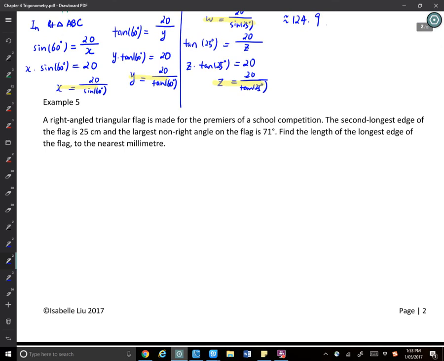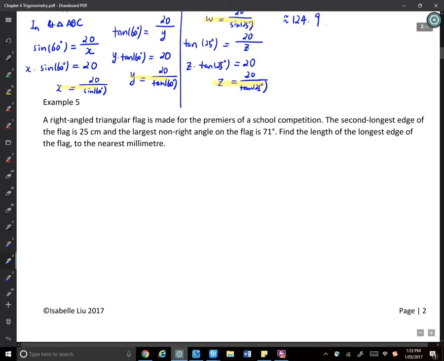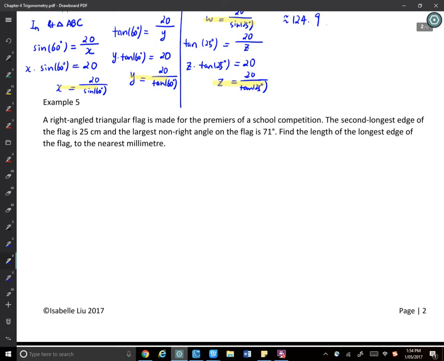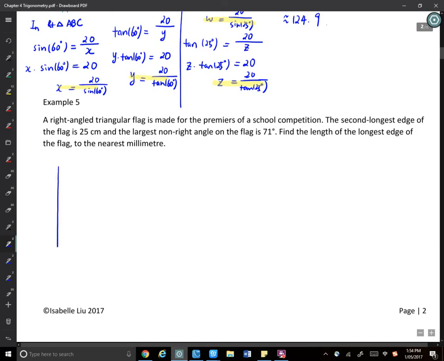A right angle triangular flag is made for the perimeters of a school competition. The second longest edge of the flag is 25, and the largest non-right angle on the flag is 71 degrees. Find the length of the longest edge of the flag to the nearest millimeter. So there is a couple of information here. Let's just draw a right angle triangle first. Okay, let's make that obvious.